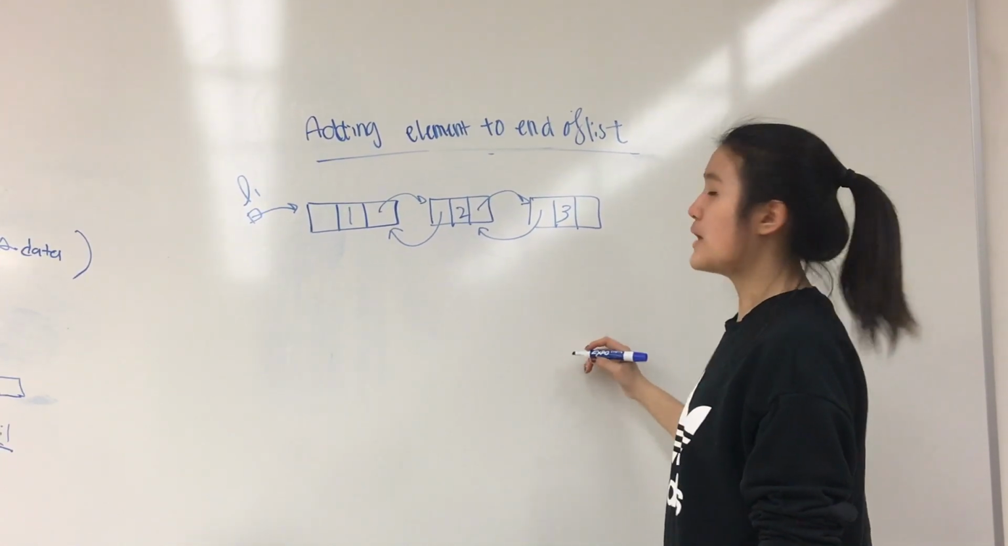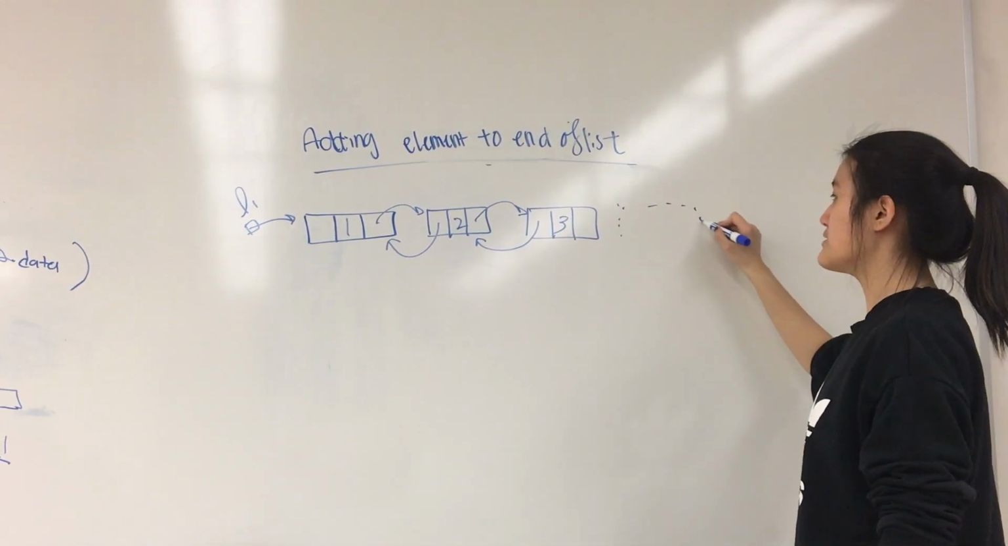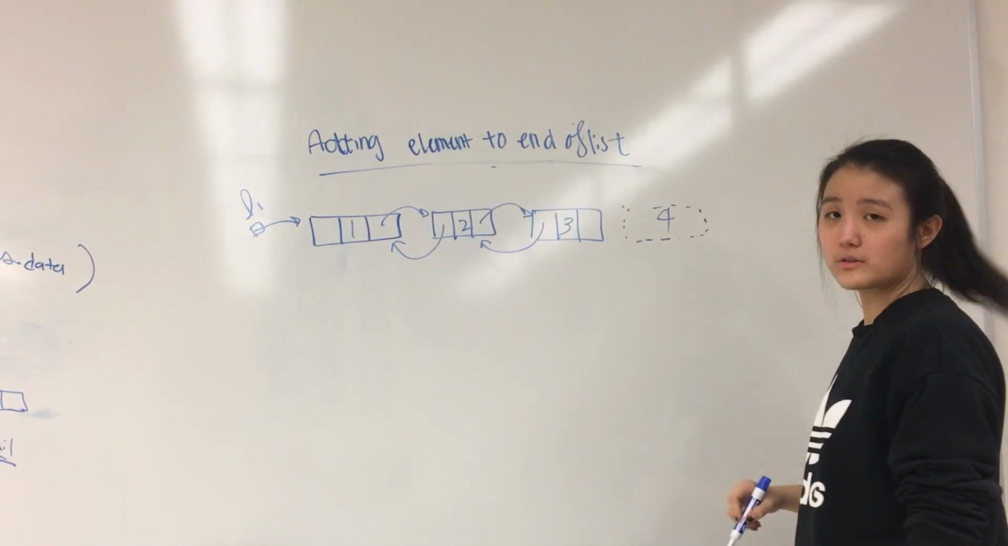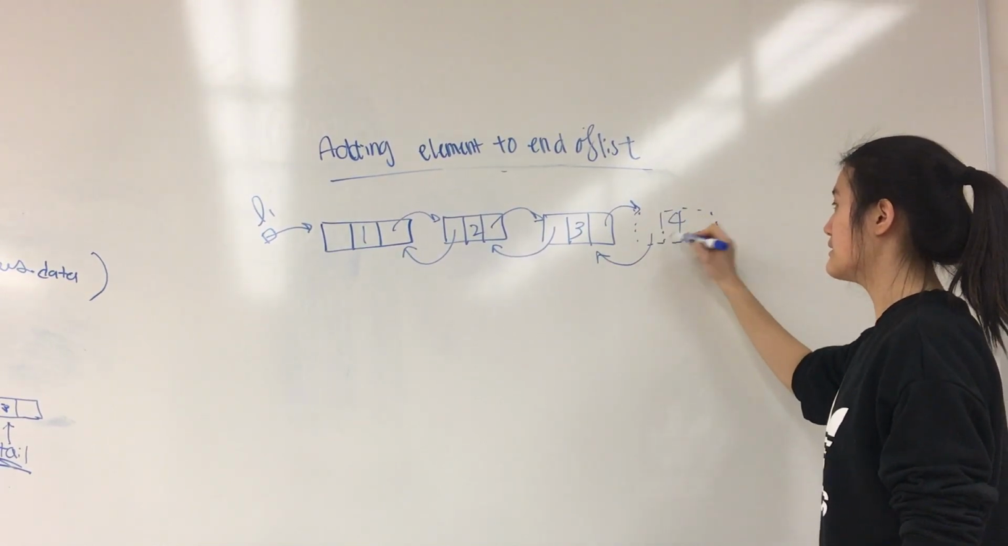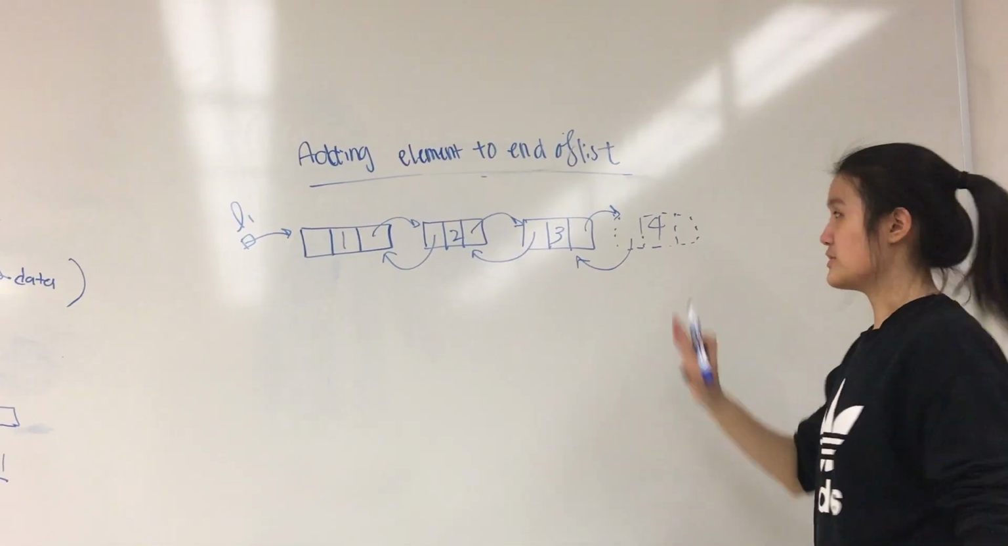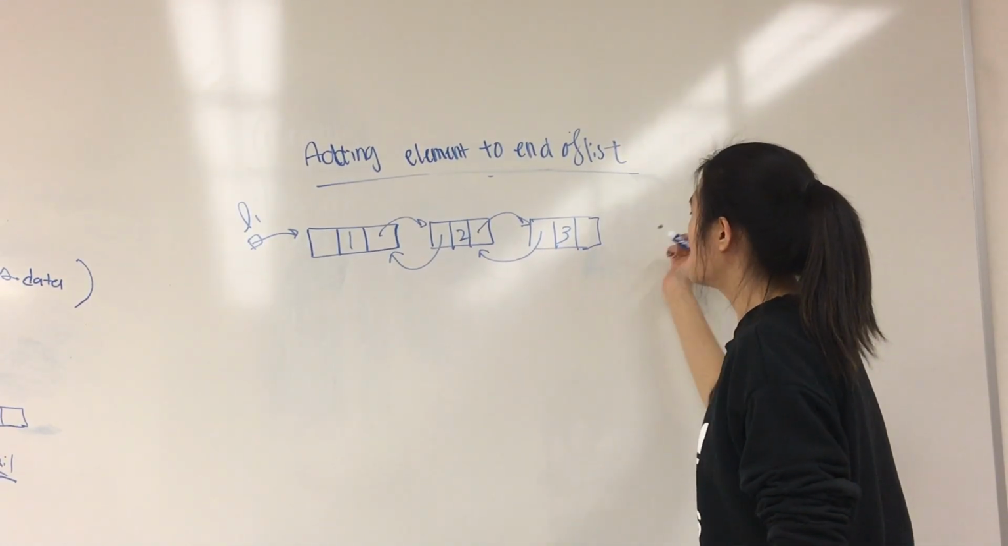And let's say you wanted to add the data 4 to here. So what you wanted to do is you want to add this extra node that has a data of 4, and you want this to link together. That's what we wanted to do, but we don't have that right now.